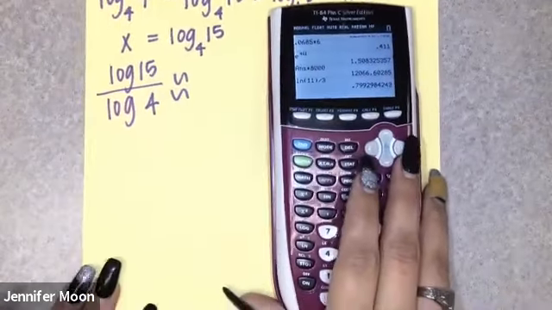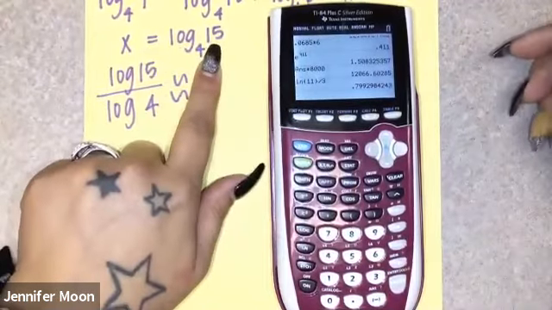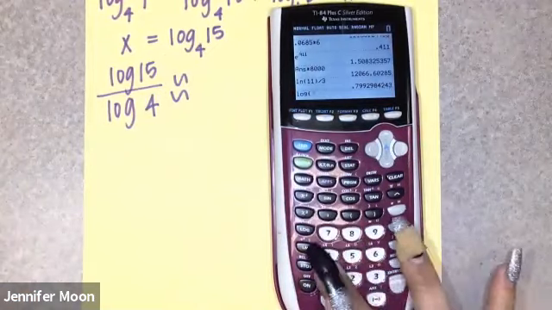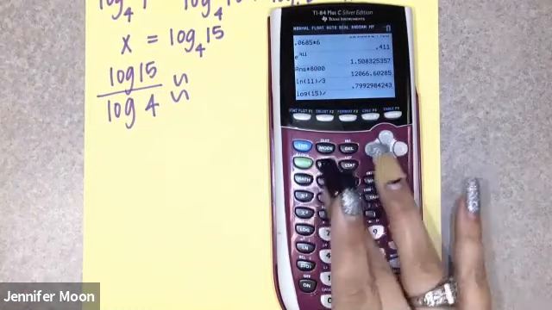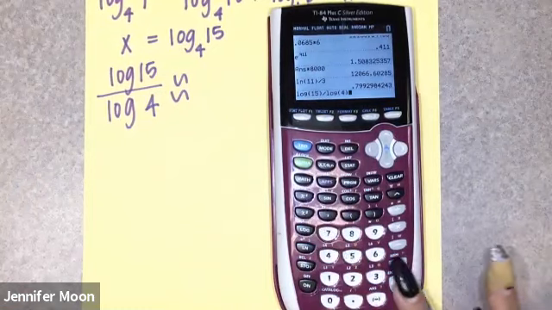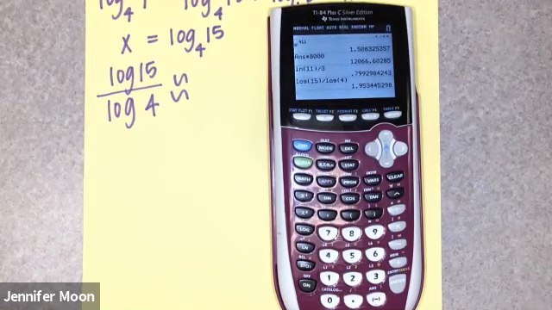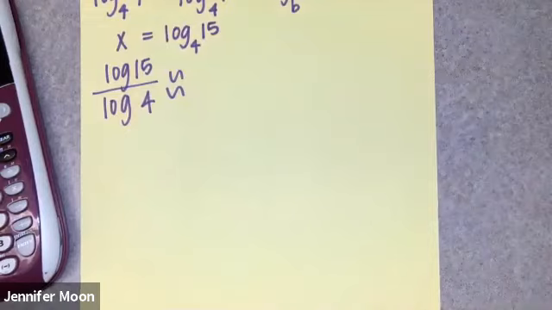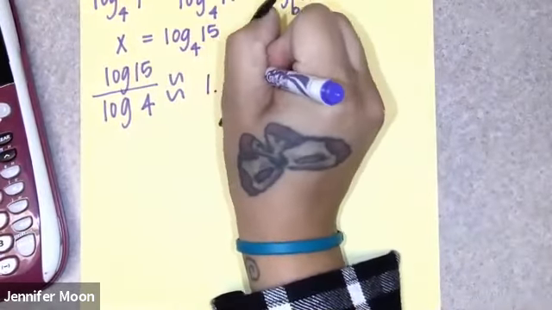I'm doing the log of my big number and then divided by the log of my little number. And so I just get log 15. I'm going to close it. And then I'm going to divide it by log of 4. And what I get is 1.953445298. We round to the third decimal in all of these problems we're fixing to do. And in your homework, it would tell you what to round it to. So this is approximately 1.953.